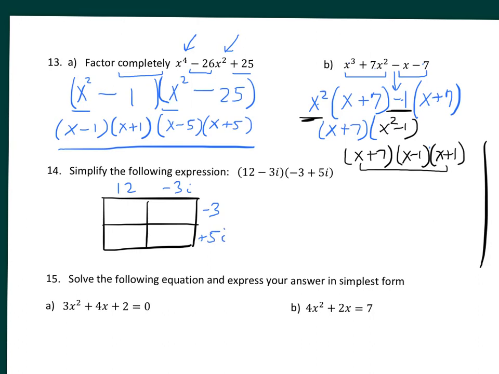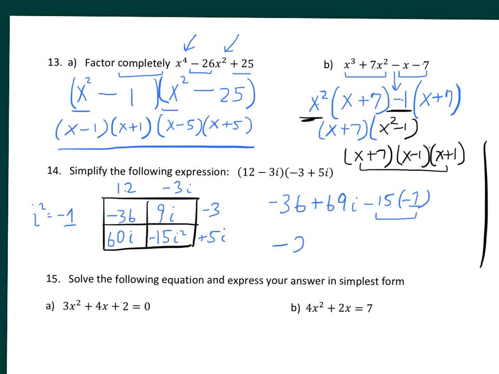And when I multiply 12 and negative 3, I get negative 36. Negative 3 times negative 3 is positive 9i. 12 and 5 is 60i. And negative and positive is negative 15i squared. Now we remember that i squared is equal to negative 1. So what we'll have is negative 36 plus 69i, and we'll get minus 15 times i squared, which is negative 1. This becomes positive 15. This becomes a negative 21 plus 69i.